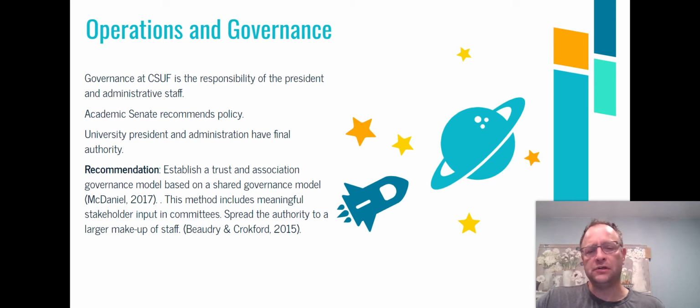My recommendation here is to establish trust and associations governance based on a shared governance model. This method includes meaningful stakeholder input committees, spreading the authority to a larger group of staff.